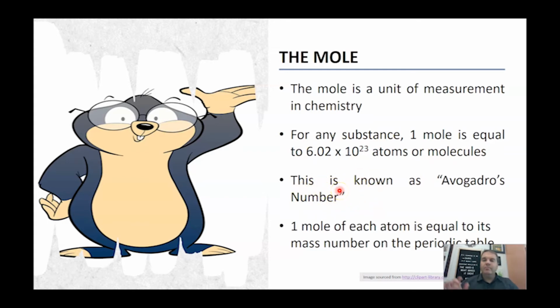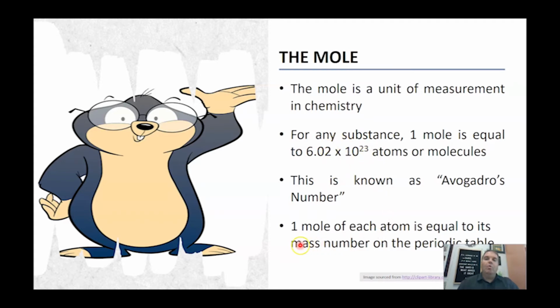All right. So it doesn't matter what you've got, if it's 1 mole of carbon atoms, or 1 mole of sugar, or 1 mole of carbon dioxide, or 1 mole of oxygen gas. No matter what we're talking about, 1 mole of those has 6.02 × 10^23 particles.